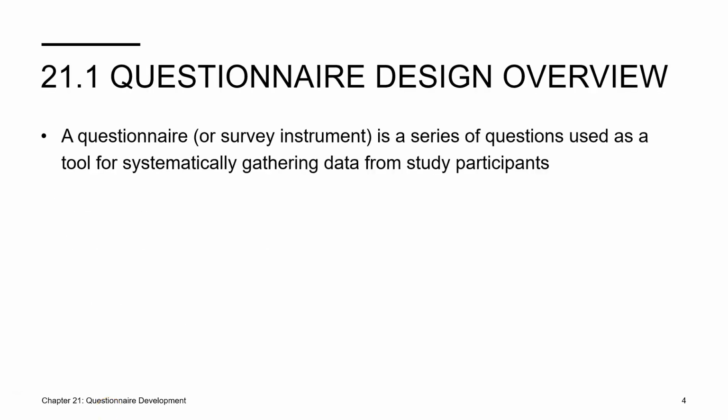Section 21.1, Questionnaire Design Overview. So a questionnaire, or typically called a survey instrument, is a series of questions used as a tool for systematically gathering data from study participants. So this is any type of survey that you fill out or you have your participants fill out to give you any type of information about them.